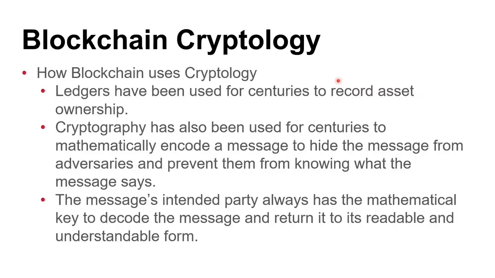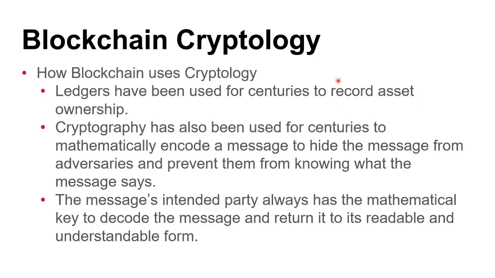So ledgers have been used for centuries. We talked quite a bit about it a few lessons ago. It's really to record asset ownership and asset transfer. And cryptography has also been used for centuries. Cryptography is a mathematical way to encode a message in order to hide the message from adversaries and prevent them from knowing what the message says.